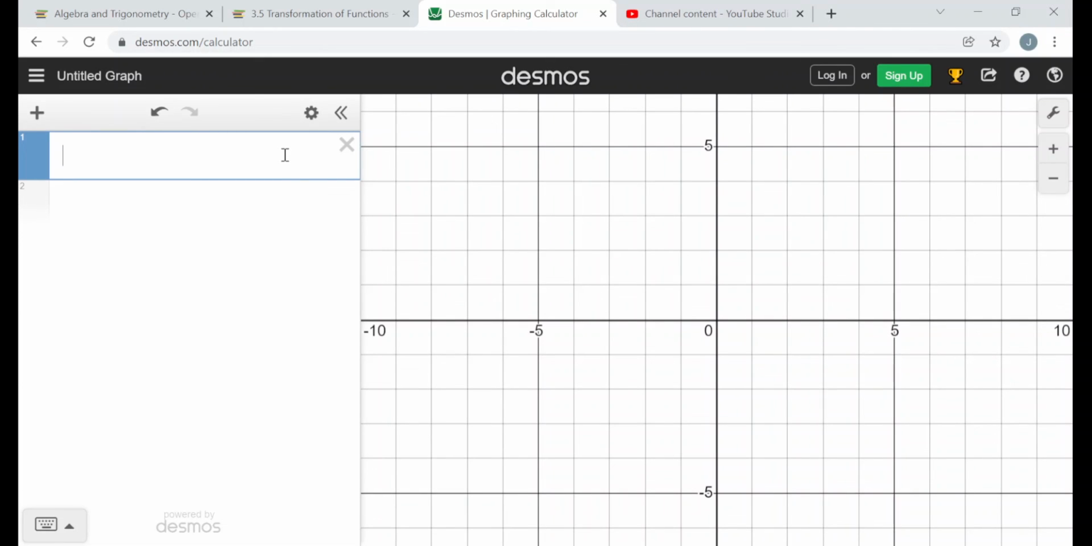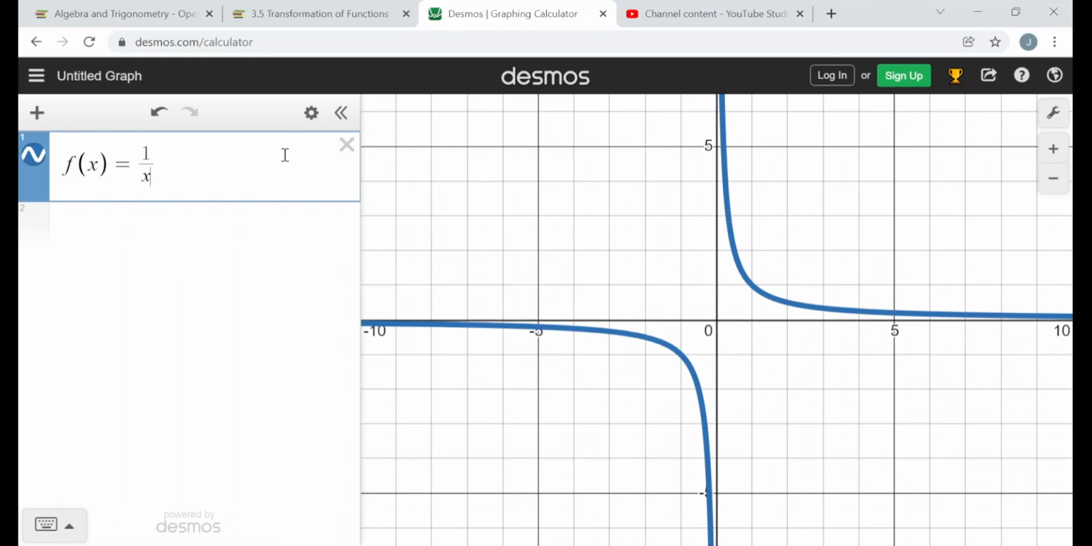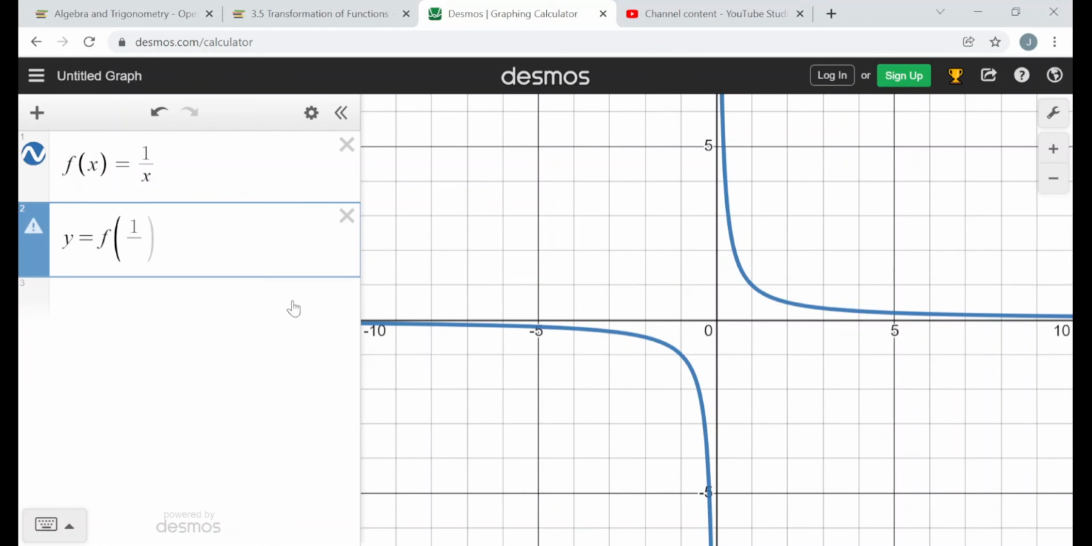Let's pick one we haven't done in a while. How about the reciprocal function? f of x equals 1 over x. All right. So there's this blue graph. And then when I replace x with 1/5 x, so y equals f of, and then instead of x, I go 1/5 x.